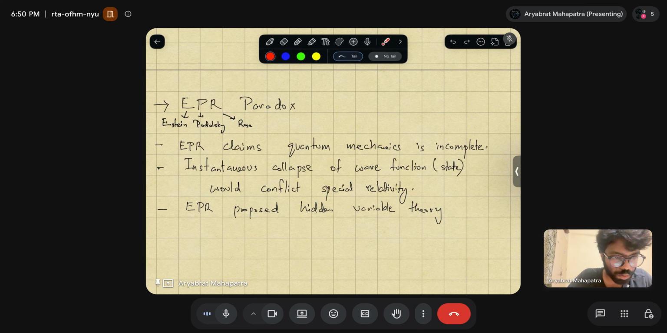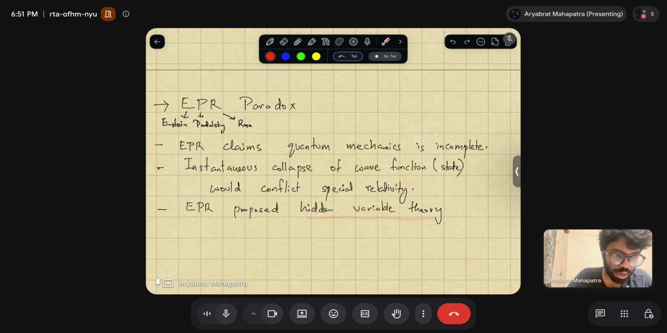one of the important postulates is that there is no transmission of signal or information instantaneously. Nothing can go beyond the speed of light, so the transmission speed should be within this speed of light limit. So to defend these arguments, they tried to propose hidden variable theory.